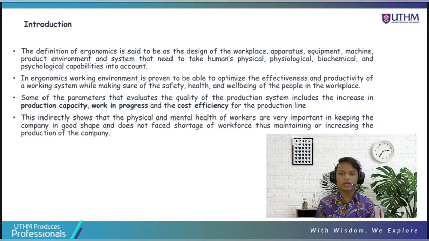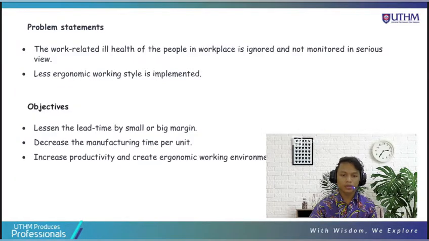Relating to the study, as known, the industrial world is evolving at a fast pace day by day, and manufacturing companies have been under pressure from market competition. This is because the higher the production or manufacturing output of a company, the bigger the profit margin for them. The parameters that are monitored to maintain performance are production capacity, work in process, and cost efficiency. So let's move on to the problem statement.